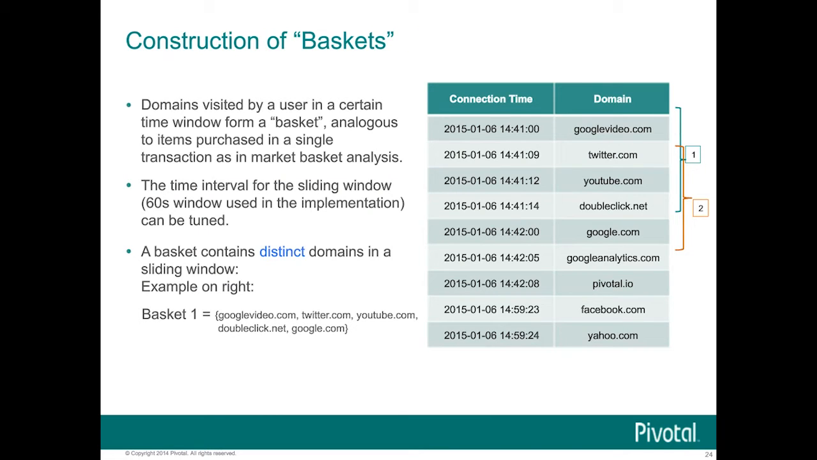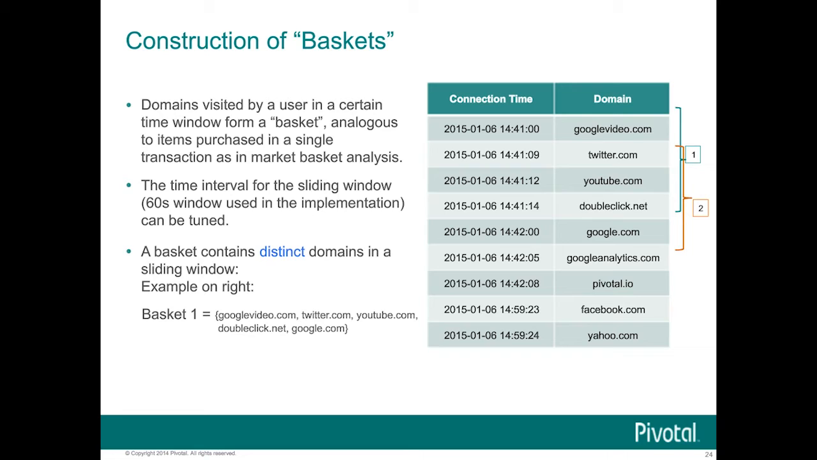So the first step, as I outlined previously, is to construct baskets of domains. Domains visited by a user in a certain time window would form a basket. This is similar to items purchased in a single transaction whenever a person goes to a shop and buys something. On the right hand side, you can see some domains visited by a particular user. The baskets would be created by taking, say, a 60-second time window. The first domain is visited at 1441. Similarly, the last domain in the first basket would be visited at 1442. So all the domains visited in a 60-second window would fall in a basket.